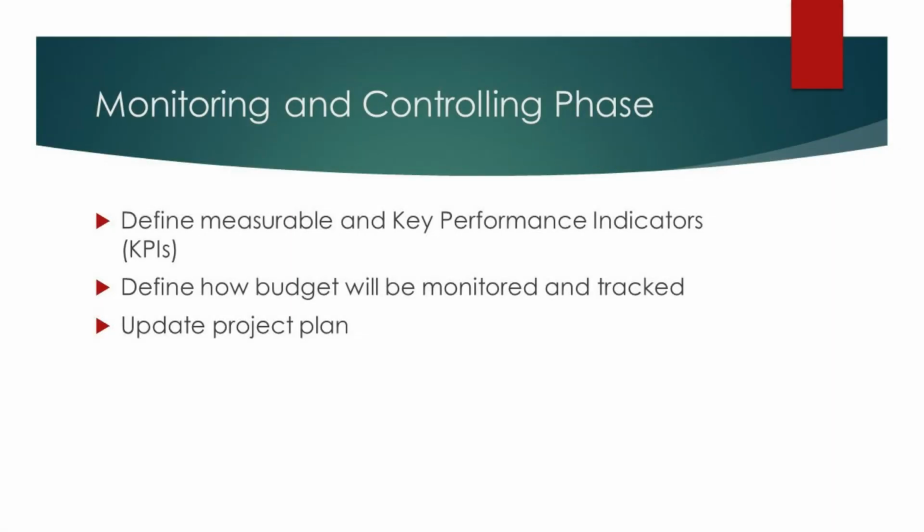The monitoring and controlling phase. During the monitoring and controlling phase of a project, you define the measurables or key performance indicators you will use during the development of the deliverables to ensure the project is on track and moving along as intended. Additionally, this is where you will define how you will monitor the budget to ensure that it's on track as well. All of the measurables that get generated should live in the project plan.